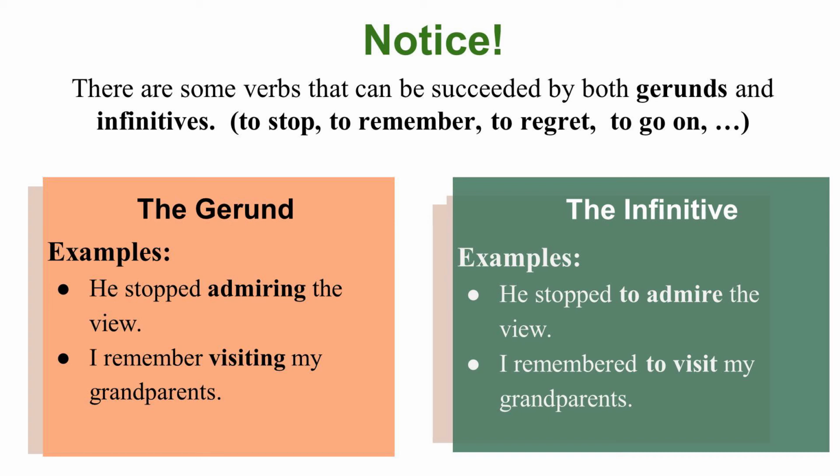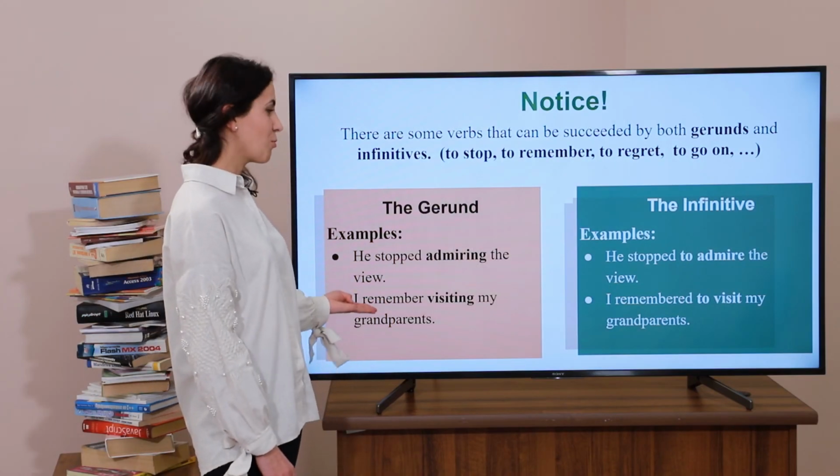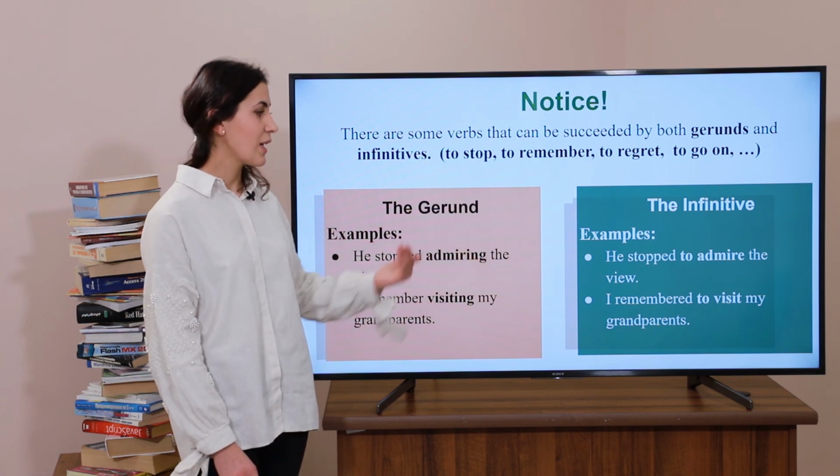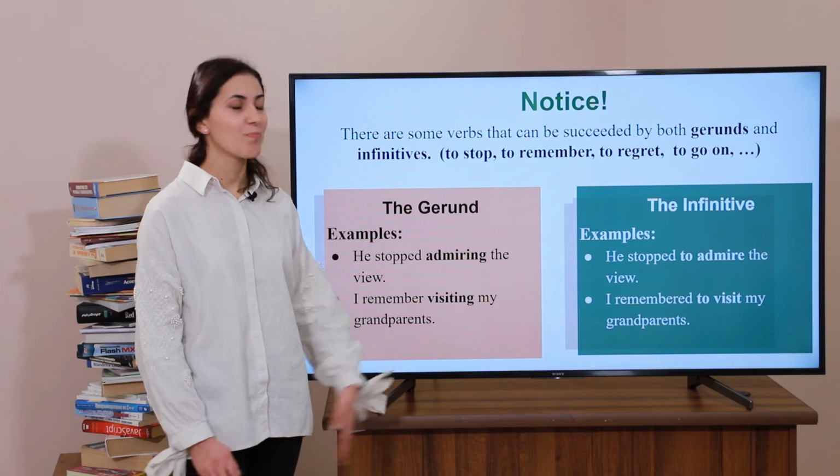The main difference is their meaning. In the case of the first sentence, admiring happens earlier than the predicate, stopped. In this example, visiting takes place before remember, while in the second case, remembered takes place earlier than visit.